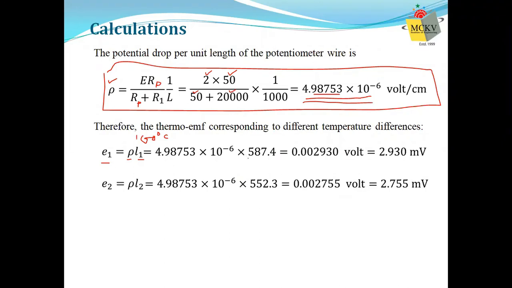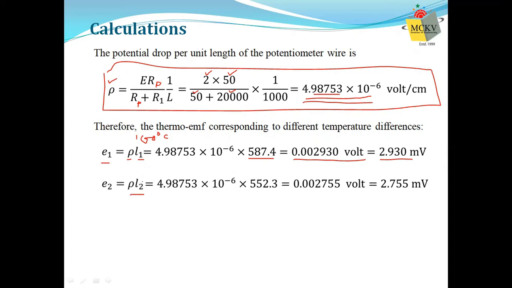So rho multiplied by L. This is the EMF that is produced across the thermocouple, and that is balanced by the potential drop across the potentiometer wire. This is in volts. If you convert it into millivolt, you have 2.930 millivolt. Similarly, we have done it for the second reading. This is what you have to do for all the readings.